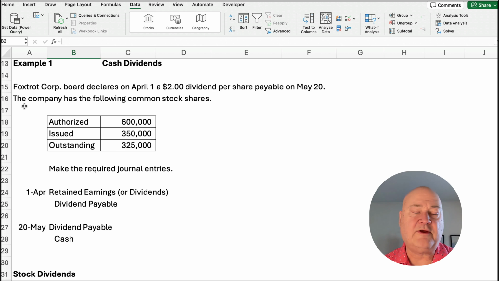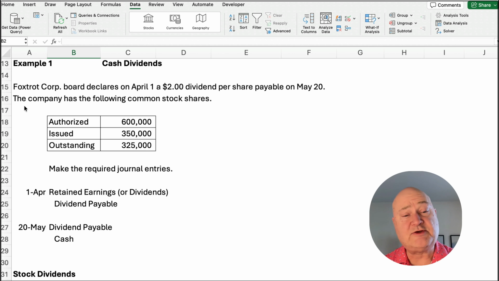So our first example is going to be cash dividends. Let's say the board of Foxtrot Corp declares on April 1st they're going to pay a $2 dividend to every share, payable on May the 20th. And the company has the following common shares: authorized, issued, and outstanding. Now, authorized number of shares is the total shares they can sell under their current corporate charter. So we ignore that. Issued are shares that have been sold originally, but some shares have been repurchased.